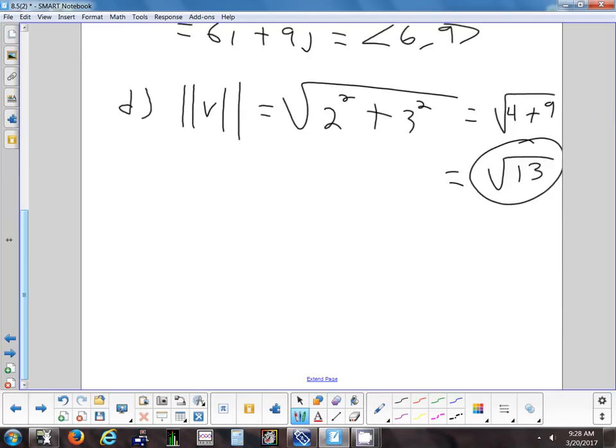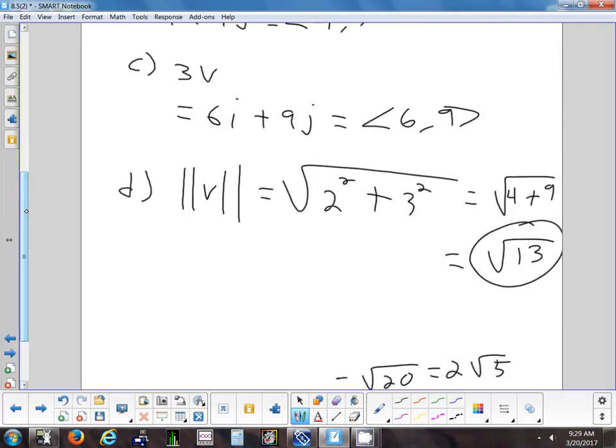If you ended up with something like this, which we didn't in this problem, but what would you have to do with square root 20? You'd have to simplify it, okay, into like 2 square roots of 5. Okay, 13's prime, so you can't simplify that. Okay. So any question on finding the magnitude?